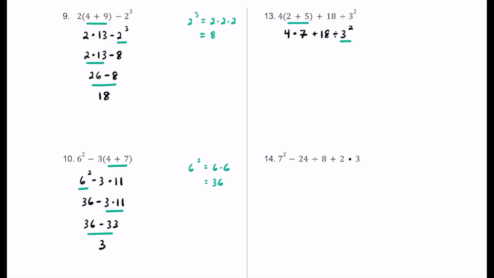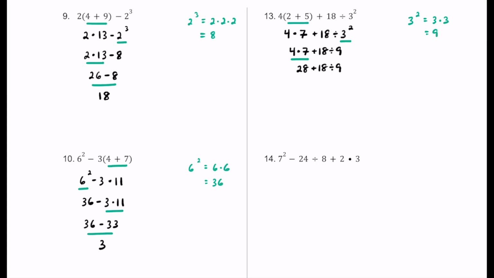The power gets to go first out of these ones, so 3 squared again is 3 times 3, which is equal to 9. So let's rewrite this as 4 times 7 plus 18 divided by 9. And now out of these three options, multiplication and division are tied, but multiplication is to the left, so let's let that one go first. 4 times 7 is going to be 28. 28 plus 18 divided by 9.